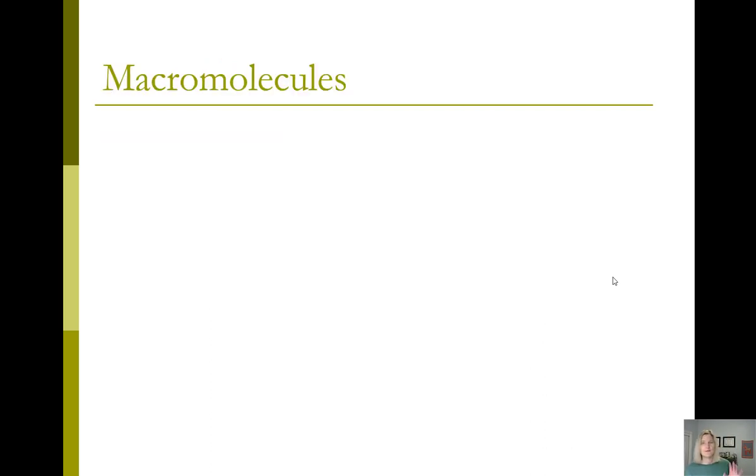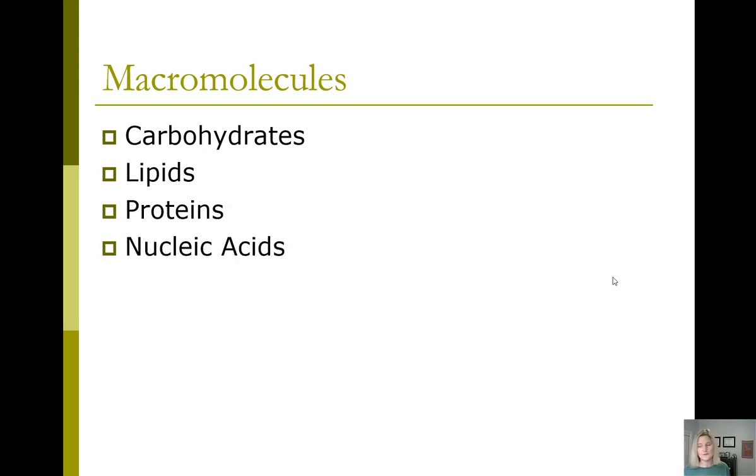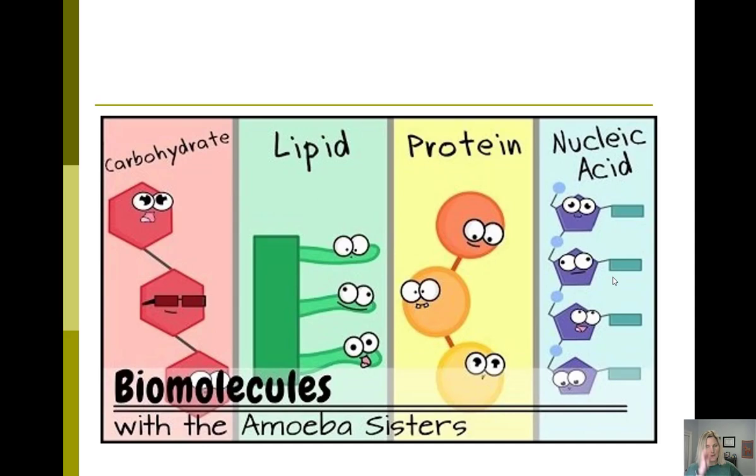So now that we understand the chemistry that's involved, we're going to start taking a closer look at the 4 major macromolecules of the body. Those are the carbohydrates, the lipids, the proteins, and the nucleic acids. Each one of these molecules is a macromolecule, which means it can have thousands of different subunits. Okay.